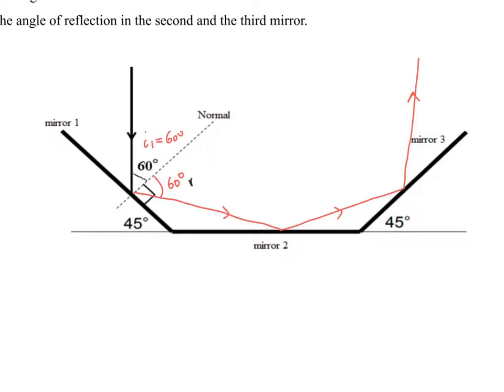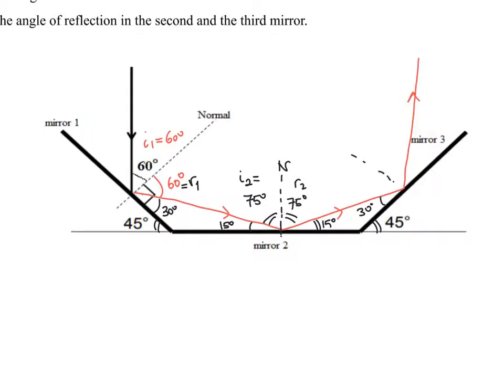If the angle of reflection from the first mirror is 60, then this angle will be 30 degrees. As this is 45, this will be 15 degrees. I draw a normal which is perpendicular to the mirror too. So this angle will be 75 degrees as the angle of incidence in plane mirror 2. So it will be equal to the angle of reflection. Now this will be 15, as this is also 45, this will be 30.